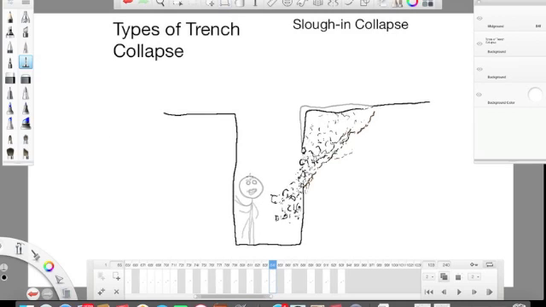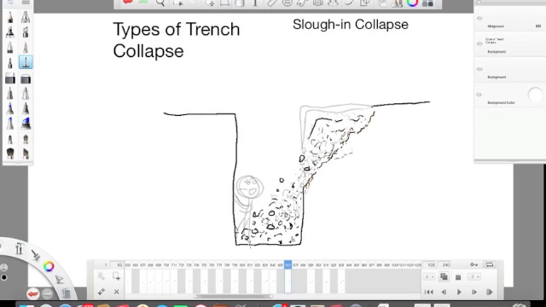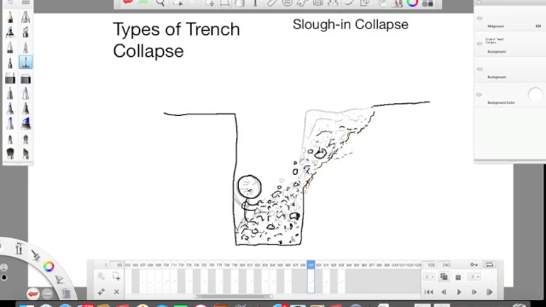The next form of collapse is a slough-in collapse, which is also one of the mechanisms. In a previous video we talked about the phases of collapse, which are more or less warning signs of impending collapse and the mechanism by which collapse occurs. Here you have a slough-in as a type of trench collapse. Soil breaks away low and sloughs into the trench, possibly entrapping your worker or person.